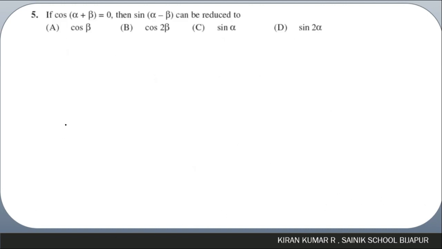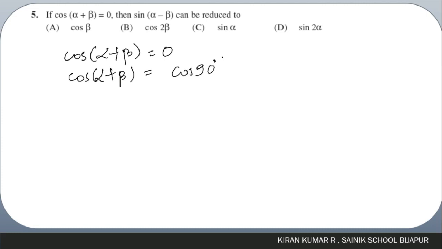Question 5. If cos of alpha plus beta equals 0, then sine of alpha minus beta can be reduced to. How do we solve this? Cos of alpha plus beta equals 0. If you remember the table, cos of alpha plus beta, I can equate it to cos of 90 degrees because cos 90 degrees is 0. So we get alpha plus beta as 90 degrees. Alpha becomes 90 degrees minus beta.